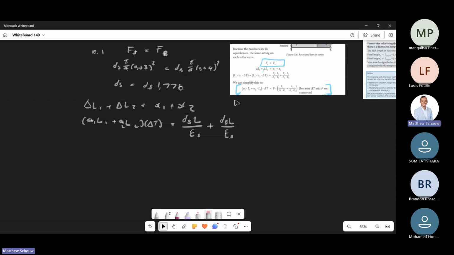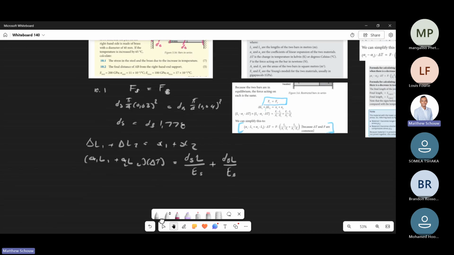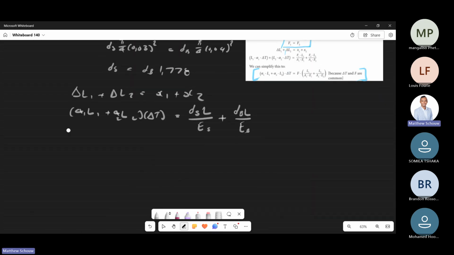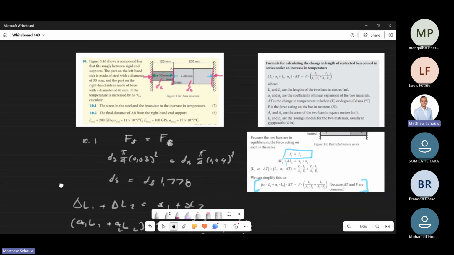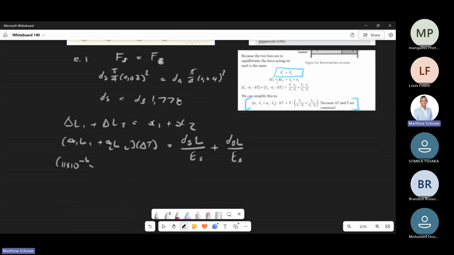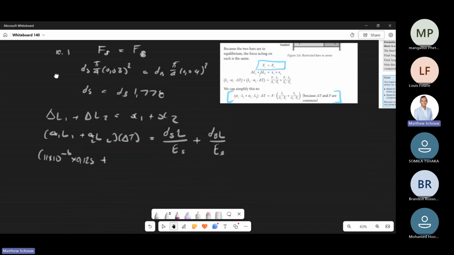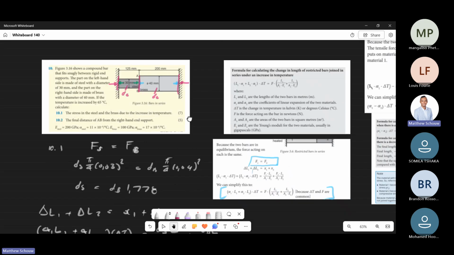That alpha is called the coefficient of linear expansion, and it differs from material to material. So we have steel, which is 11, and brass, which is 17, all times 10 to the power negative 6. So steel is 11 times 10 to the power negative 6, forgive me for my notation. And its length is 0.125 meters, so we add that as well. And the other one is 17 times 10 to the negative 6. I'll give you a moment to catch up. We times it by each respective length, and that length is 200 millimeters, so it's 0.2.